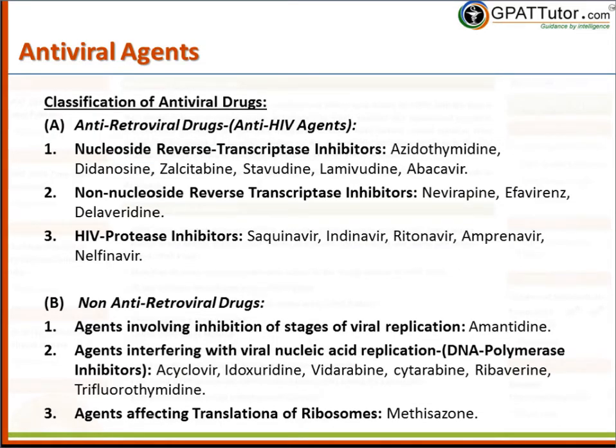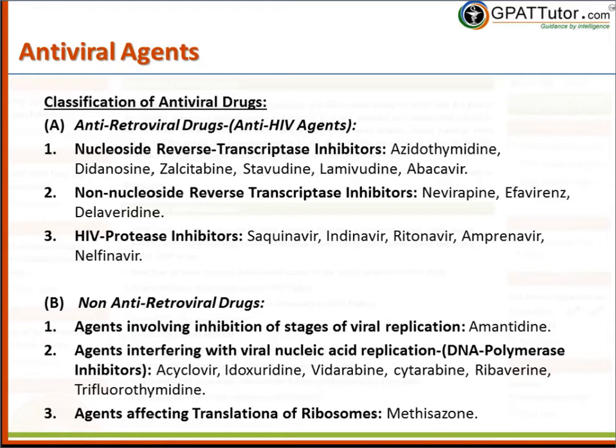Coming to the broad classification of antiviral agents, they are divided into 2 types: non-antiretroviral drugs and antiretroviral drugs. Antiretroviral drugs are also known as anti-HIV agents. They are used in the treatment of hepatitis, as well as in the treatment of human immunodeficiency virus infections, usually called AIDS. Non-antiretroviral drugs are used in cytomegaloviral infections, other herpes-like infections, and systemic viral infections.